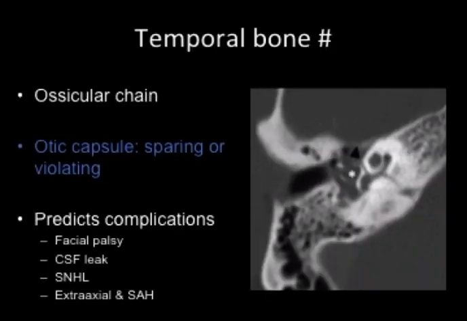Trauma. You need to mention the ossicular chain if it's disrupted. The incudo-malleal joint is the most likely joint to be disrupted. The classification that our ENT surgeons now use is the trauma sparing or violating the otic capsule. So if you have otic capsule involvement, you are going to have a higher risk of quite significant complications, so facial palsy, CSF leak, hearing loss, and subarachnoid hemorrhage, and basically brain bleeding.